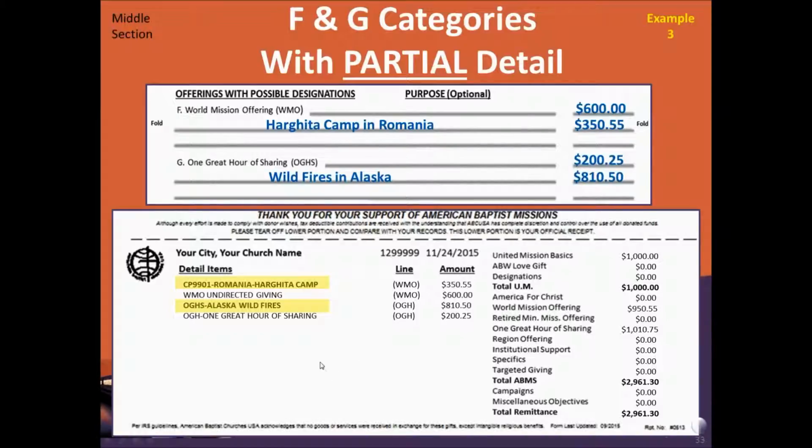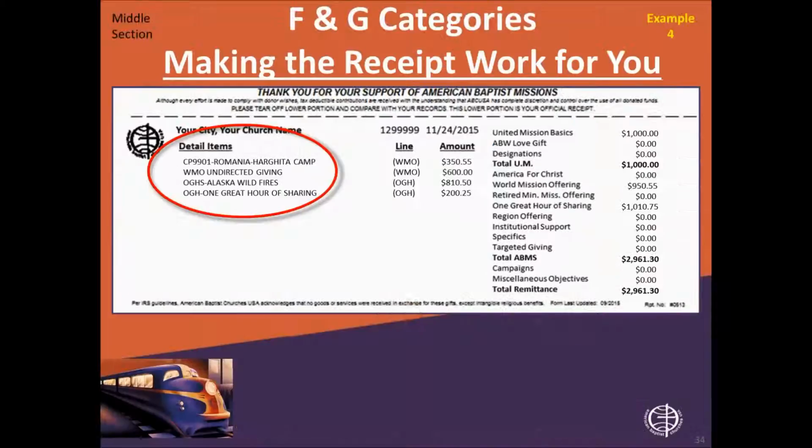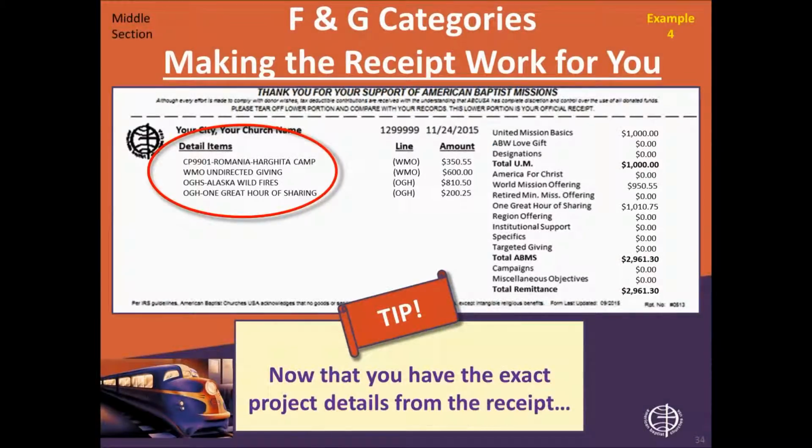Notice the WMO undirected giving and the One Great Hour of Sharing with those same amounts are still listed in the detail area. But now we also have, highlighted in yellow, the specific project names for those details. Both WMO items are added up and placed on the right-hand side, as are the OGH items as well. Now, here's a very important tip.